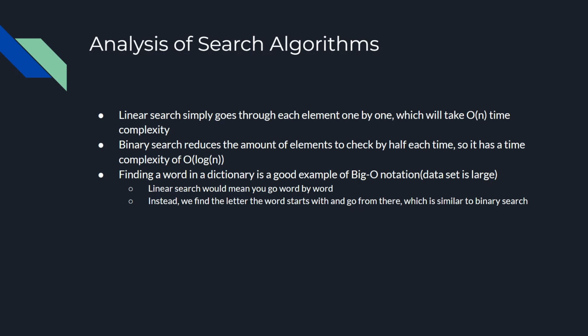So, for example, if you're using a dictionary and you want to search for a specific word, you can use linear search, but that would be really slow because you have to go through the entire dictionary. Instead, if we find the letter that the word starts with and go from there, then we can cut out like 25/26 of the entire dictionary, which is similar to how binary search works.